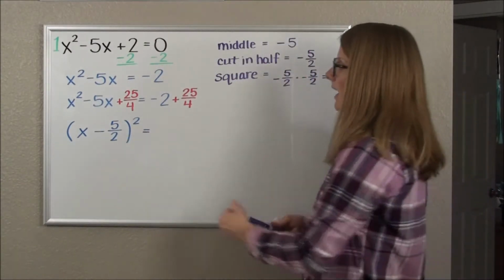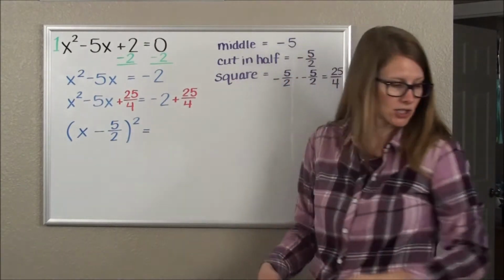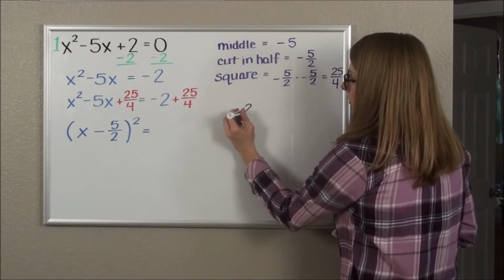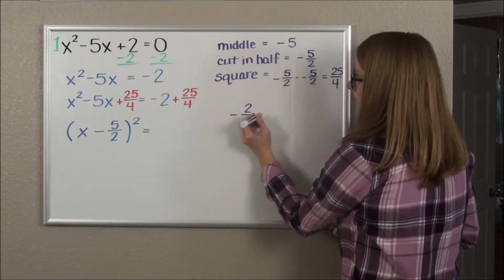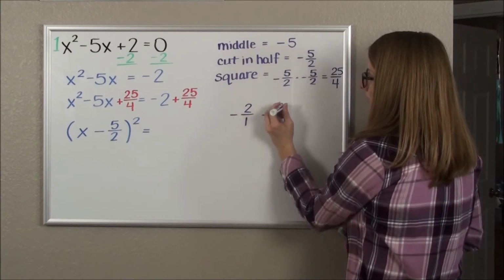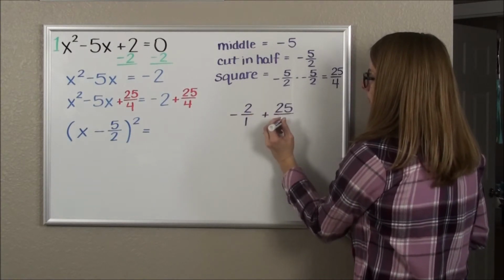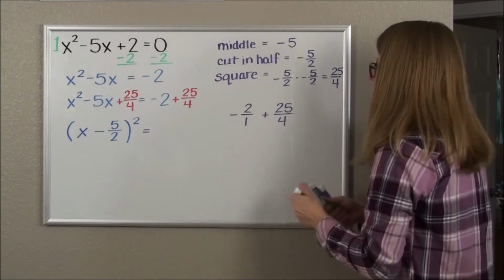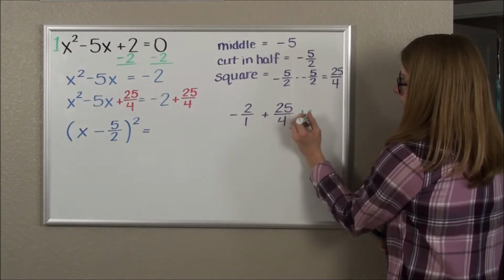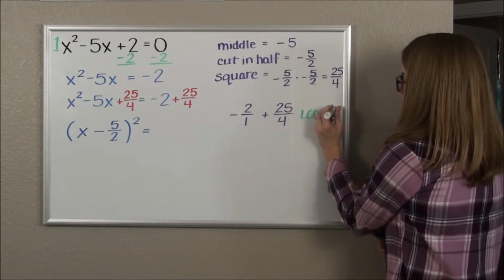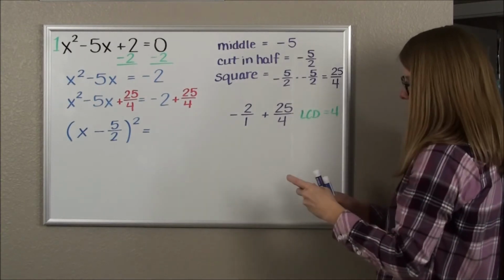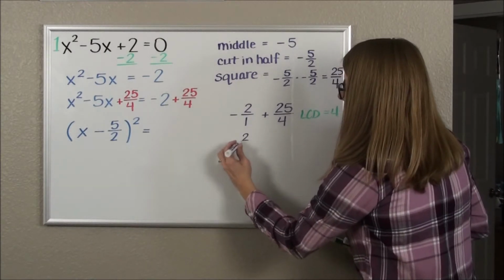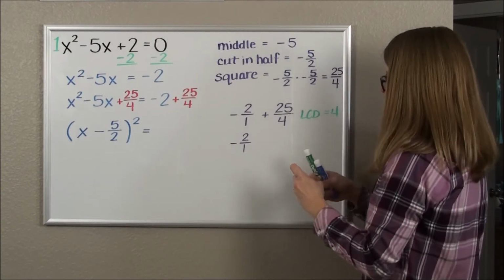Now on the right side, it looks like we're going to have a little bit of work to do because I am adding a whole number to a fraction. So again, off to the side, if I want to take negative 2 plus 25/4, let me write the negative 2 as a fraction, negative 2 over 1. And now to add these fractions, I need, again, an LCD. The LCD here would be 4. This denominator already says 4, which is great, but the other denominator just says 1, so we're going to have to multiply by what's missing.